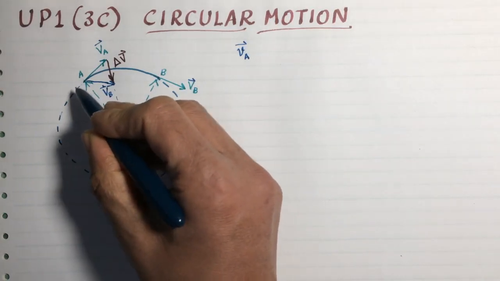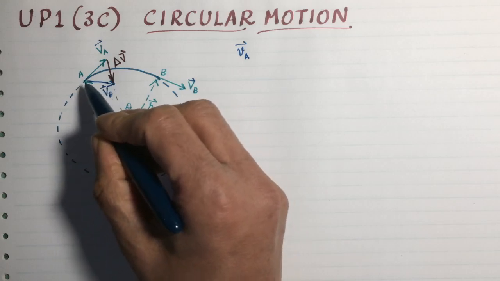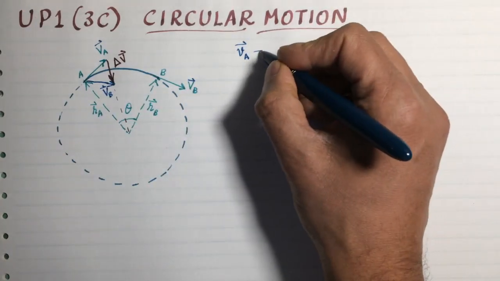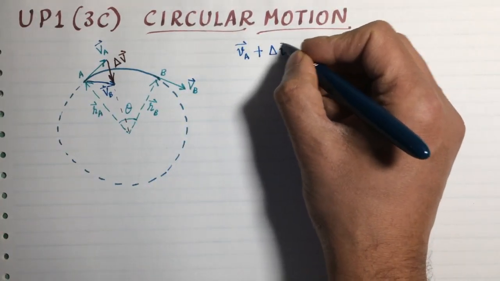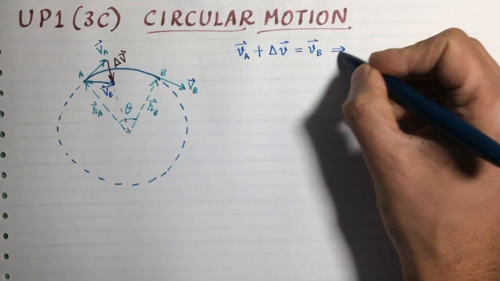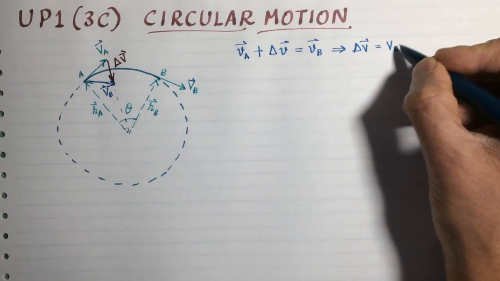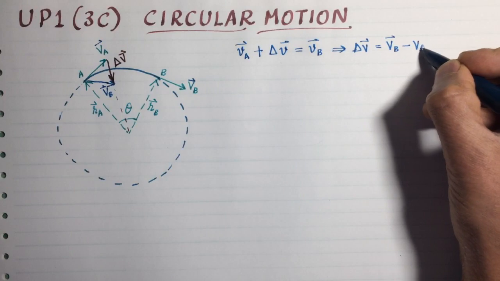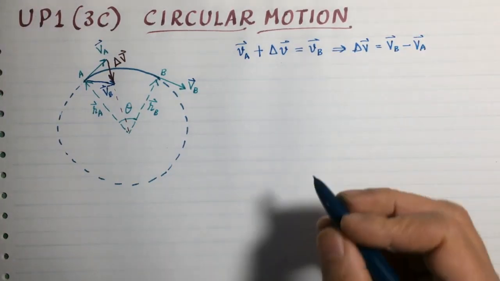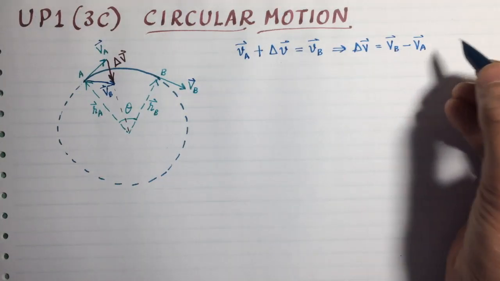Now by vector addition, VA plus delta V must equal VB because the vector VB is got by joining the tail of VA to the head of delta V. So VA plus delta V must equal VB. Well, that immediately tells us that delta V is precisely the difference between VB and VA. So what I've done here is I've subtracted VA from both sides. Now you can think of this as the final and that as the initial.